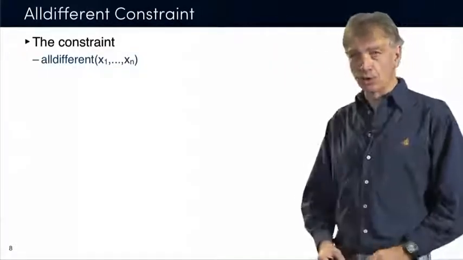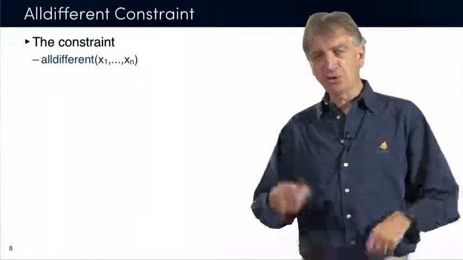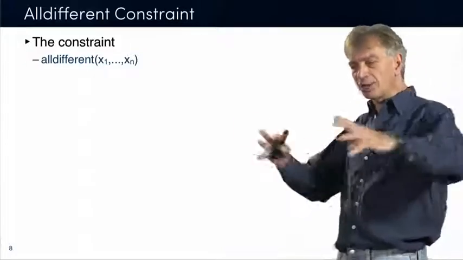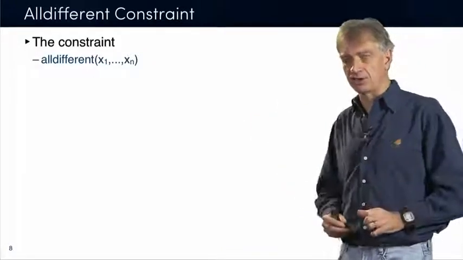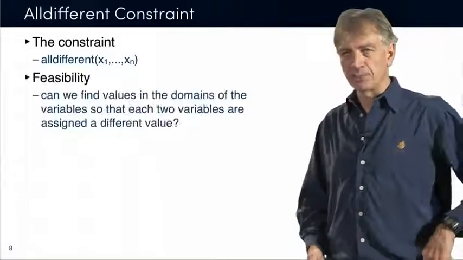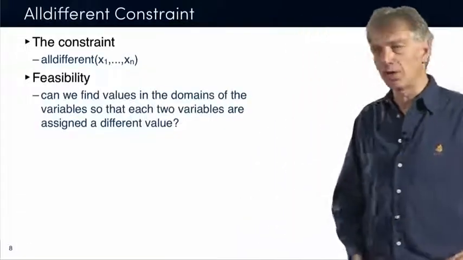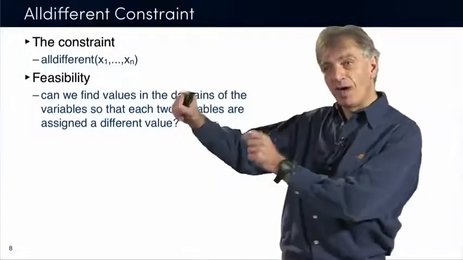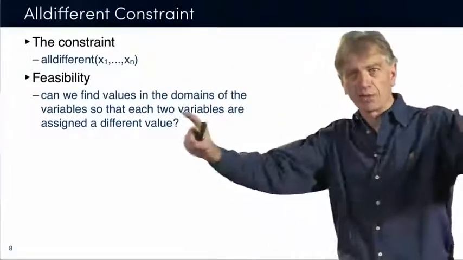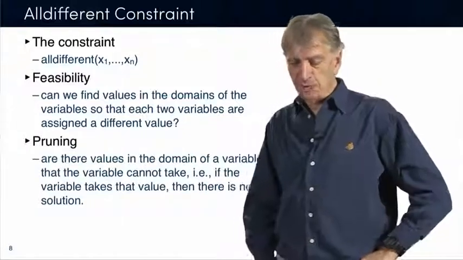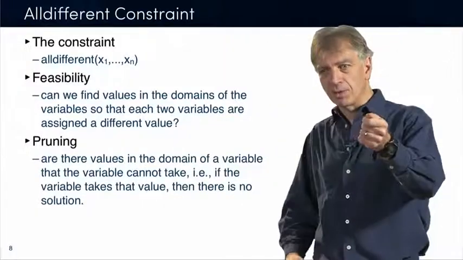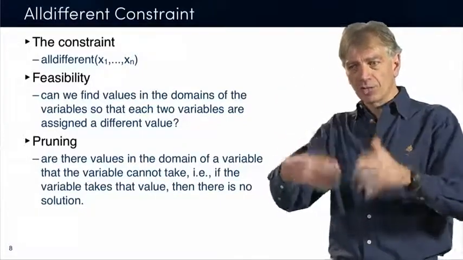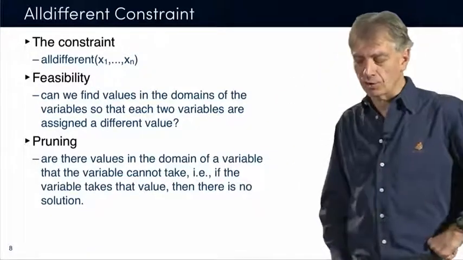What we're going to do now is to look at the all different constraints, which is also very interesting. The algorithm is going to be based on graph theory, and this exemplifies another set of constraints heavily based on graph theory. Okay, so the feasibility here, once again, is going to be for every variable and every value, can I find values in the domain of the other variables such that all the variables get different values. And the pruning is that once again you're going to look at a variable, you're going to look at a value, and then you're going to say, can that variable take the value, assuming that I can take values for the other variables.